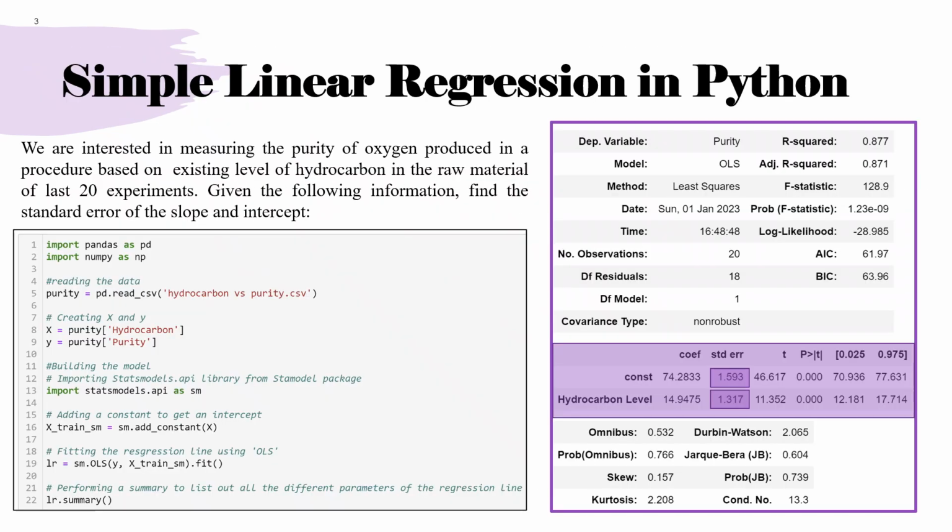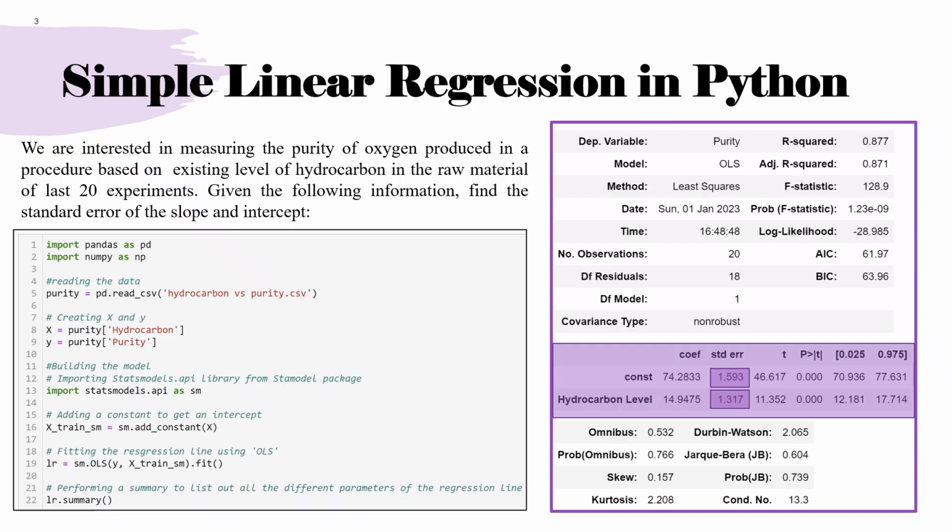Returning to our example, we consider a chemist who is producing oxygen through a complex chemical process. Based on 20 experimental runs that have already been conducted, the chemist knows that the purity of the oxygen produced depends on the level of hydrocarbon present in the raw material. Our goal is to determine whether these prior observations can be used to construct a simple linear regression model that estimates the oxygen purity before running a new experiment.